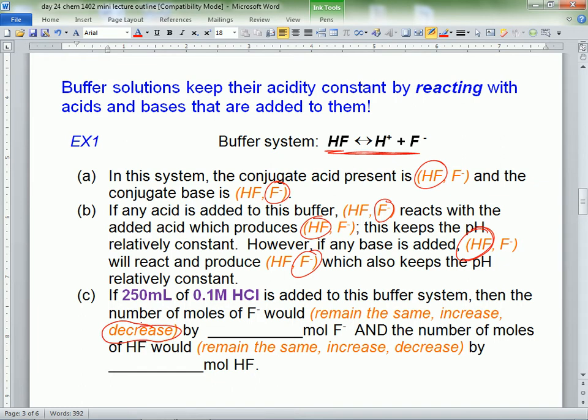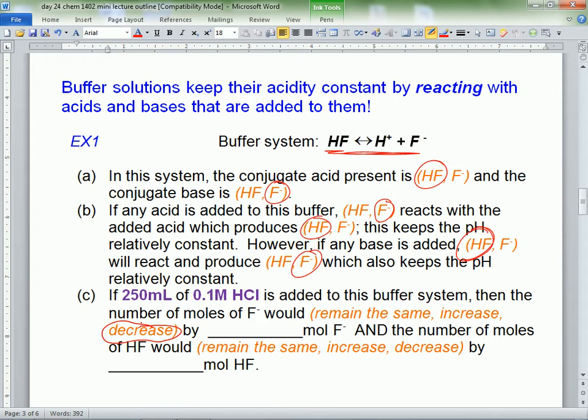By, here's the question, by how much, Monica? By how many moles of F? Okay, good. It's not the right answer though, right? They want moles, not molar, right?